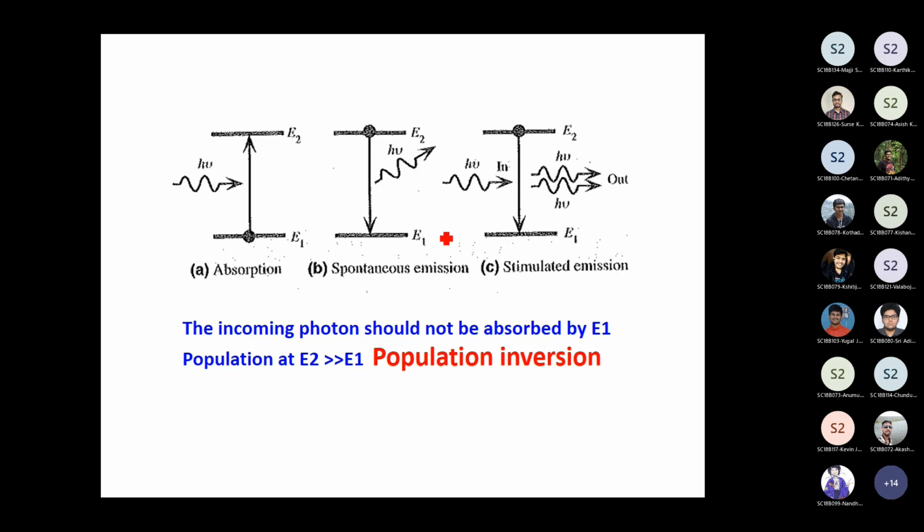The difference between this emission and this emission is that the emitted photon and the incoming photon have the same frequency, the same phase, and the same direction. In fact, also the same polarization. Therefore you call it a coherent beam of photons.